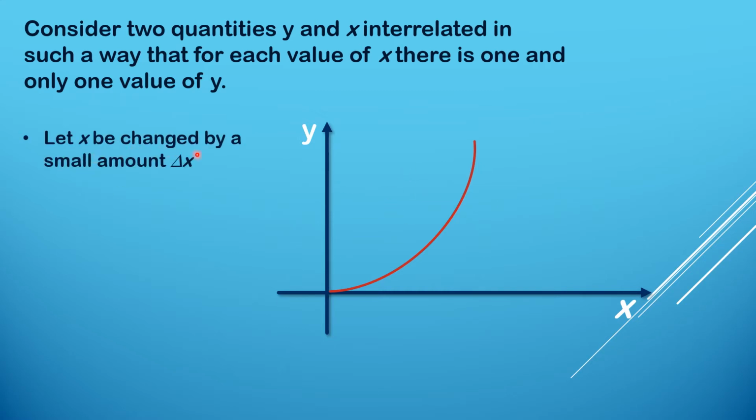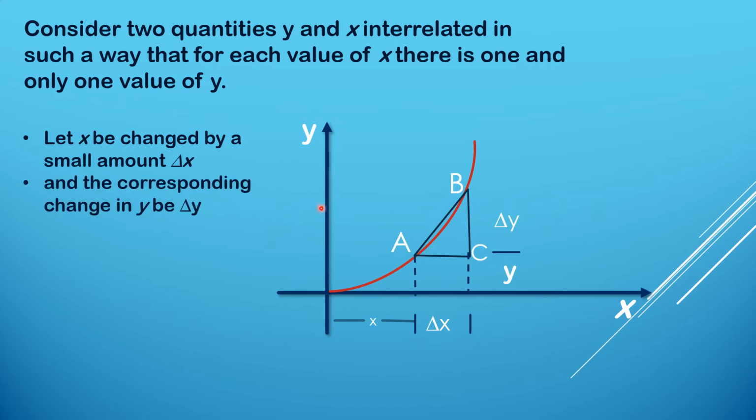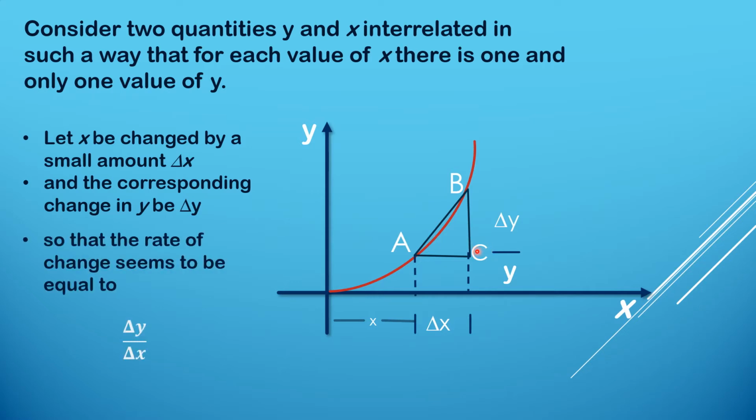Now let x be changed by a small amount delta x. Let's consider two points A and B, and between A and B, x is changed by the small amount delta x. If we go from A to B, x is changed by a small amount, which is delta x. The distance to A on the x-axis is x, and on the y-axis is y, and y also changes by delta y. So the corresponding change in y is delta y.